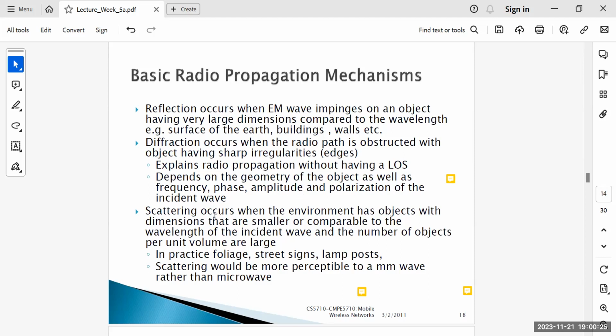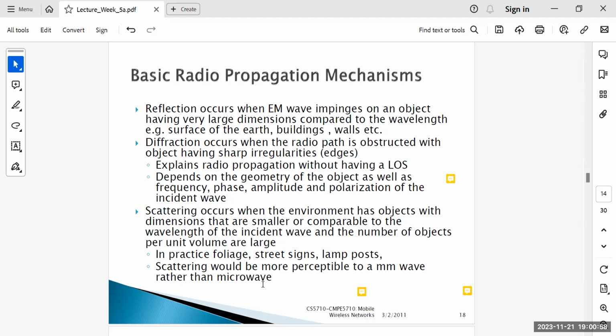And next we have scattering. This occurs when the environment has objects with dimensions that are smaller than or comparable to the wavelength of the incident wave, and the number of objects per unit volume is quite large. For example, in practice, foliage, street signs, and lampposts are a few examples where you may come across the phenomenon of scattering. Scattering would be more perceptible, by which I mean able to be seen or noticed, to a millimeter wave rather than a microwave.